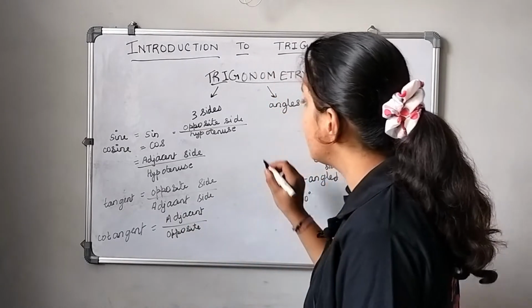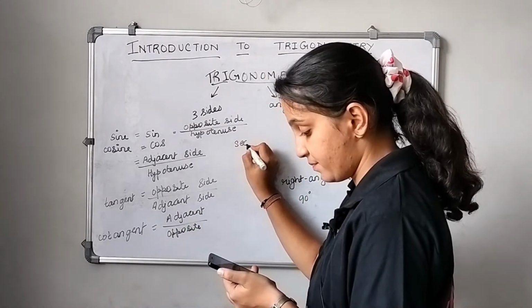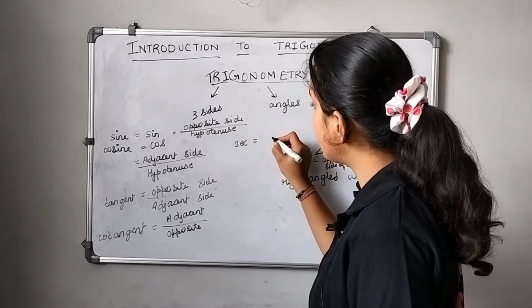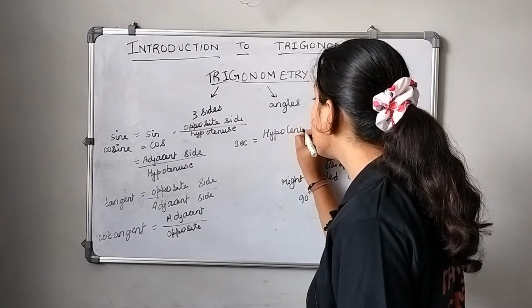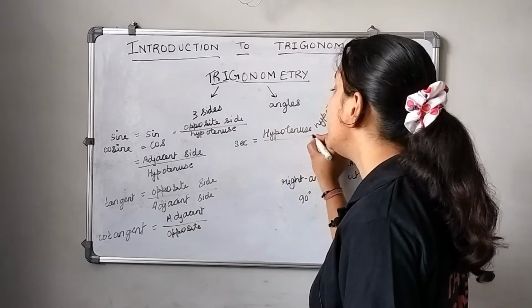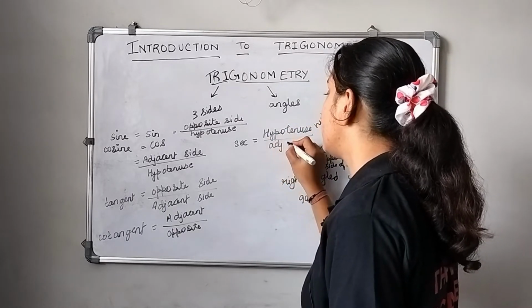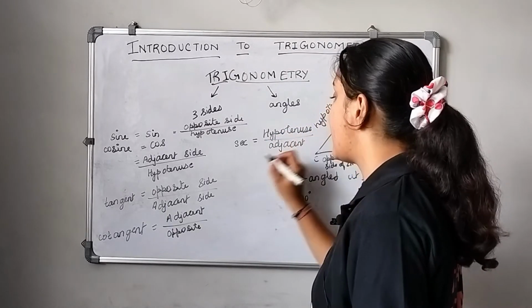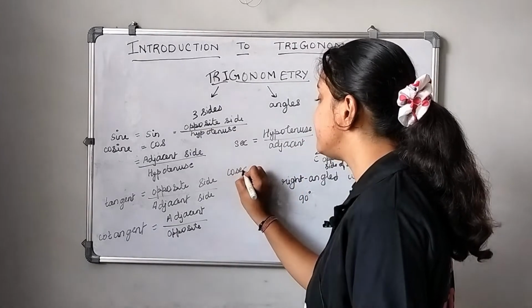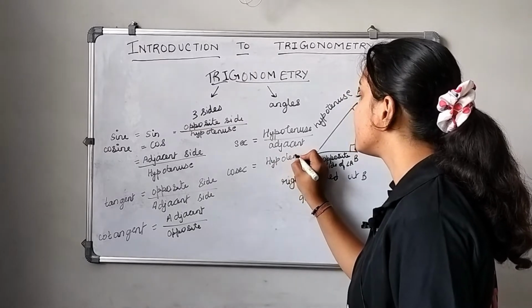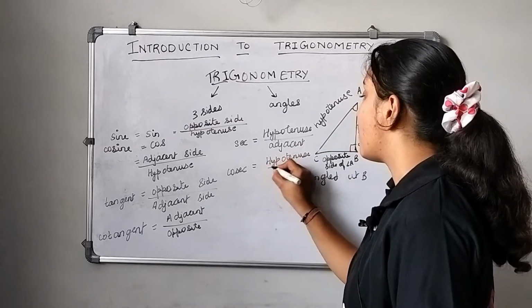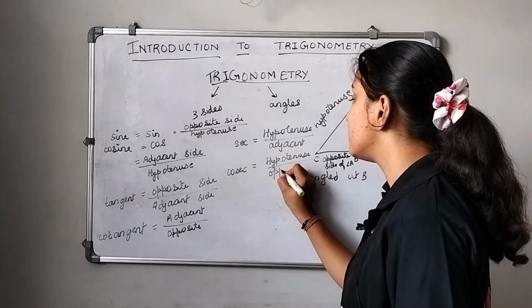Then we have sec. Sec is hypotenuse upon adjacent side. And cosec is hypotenuse upon opposite side.